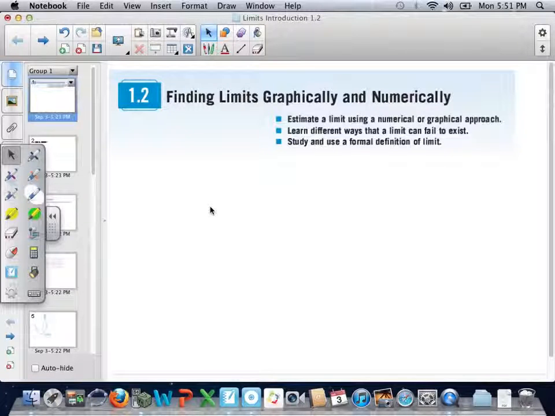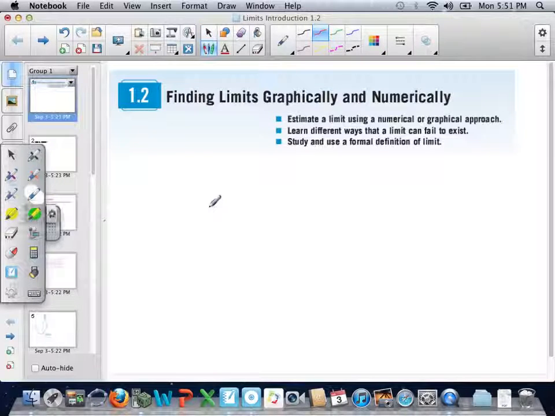Chapter 1.2, Finding Limits Graphically and Numerically. In this section, we will do the following things. We will estimate a limit using a numerical or graphical approach. We will learn different ways that a limit can fail to exist.